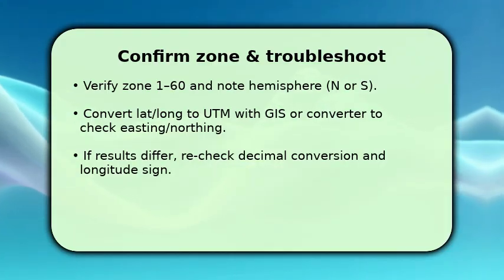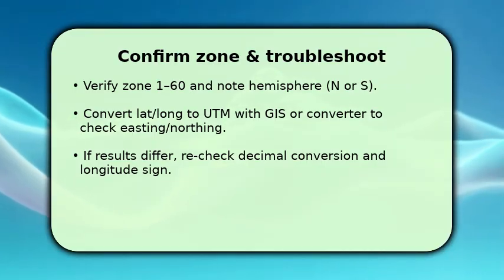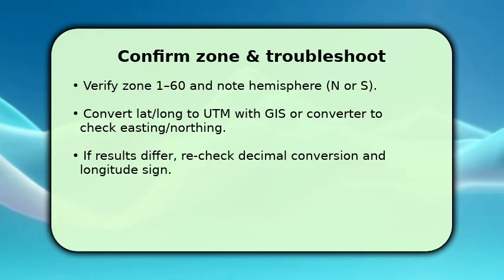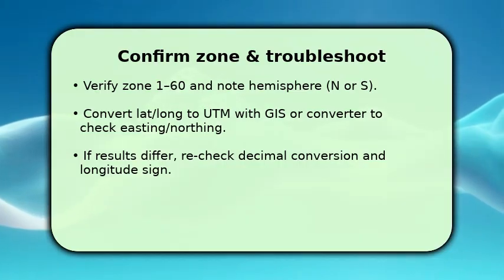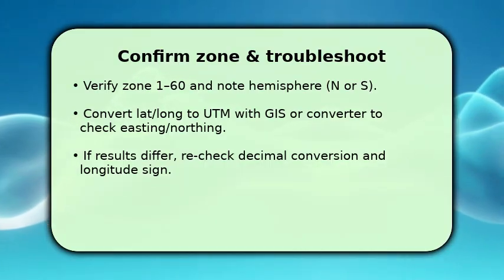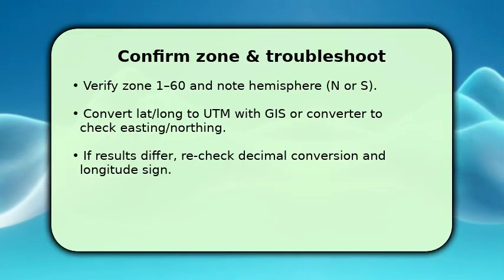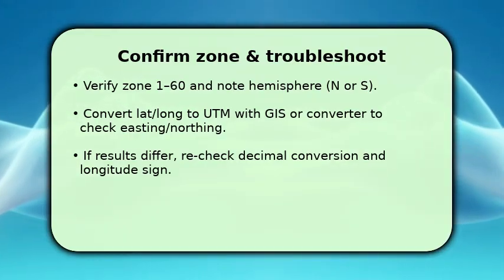To complete the task, paste your lat/long and zone into a GIS tool or converter to obtain UTM easting and northing and verify the projection. If the output looks wrong, make sure you converted degrees/minutes/seconds to decimal correctly and that you didn't drop a negative sign on longitude. That single sign error is the most common cause of a misplaced UTM zone.